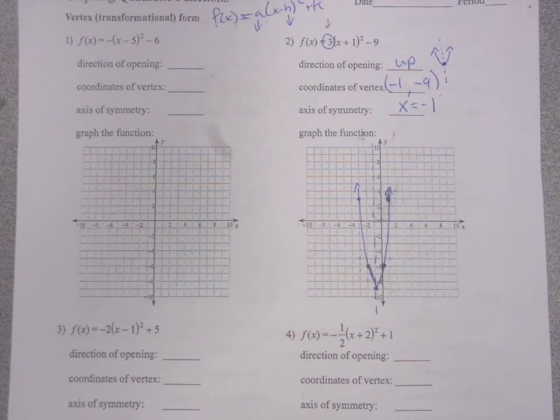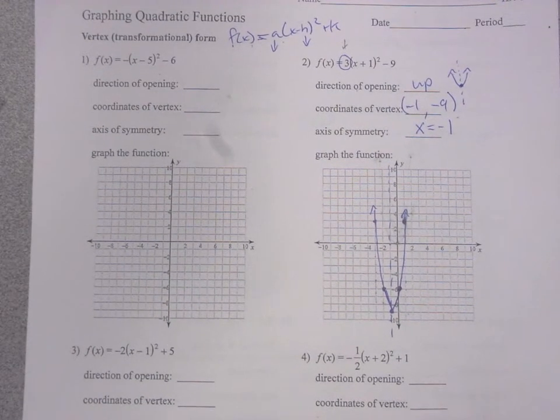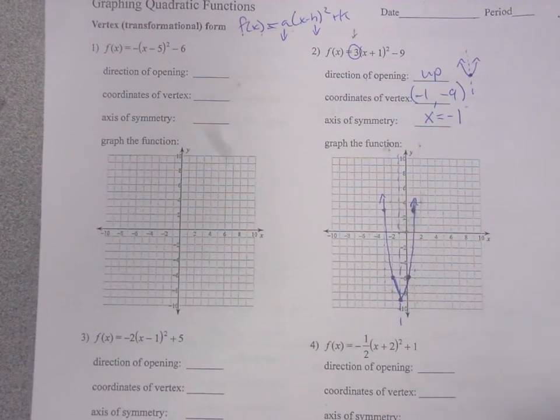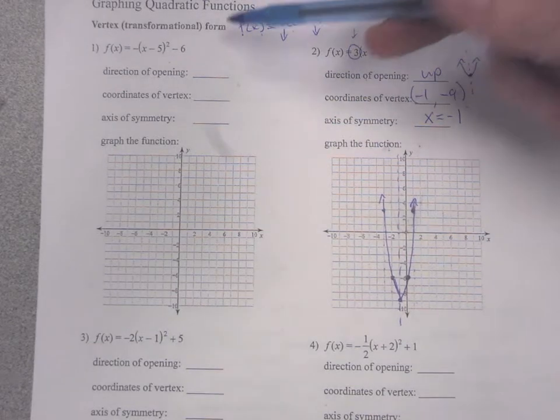Okay, so that's transformational form. Now that's very, very similar to the transformations we did on day 1. We just didn't know that it was called vertex form. We hadn't really talked about the vertex and what that was. We hadn't really talked about the axis of symmetry. So a very similar idea. We just have specific names for things now, and we know now why this is called the vertex form.